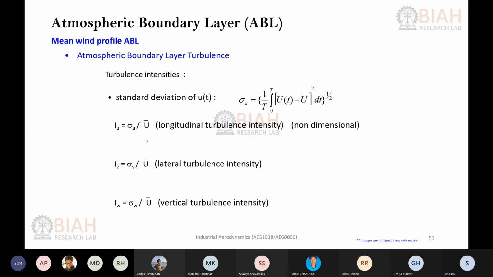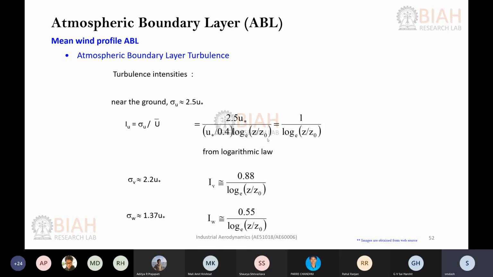Using the standard deviation, you can also define the turbulence intensity for three different directions: sigma u, sigma v, sigma w, and IU is the turbulence intensity along the u direction, and likewise for v and w. It is also found that these can be written in terms of sigma u alone, your longitudinal velocity alone. Sigma u can be approximated as 2.5 times u star.